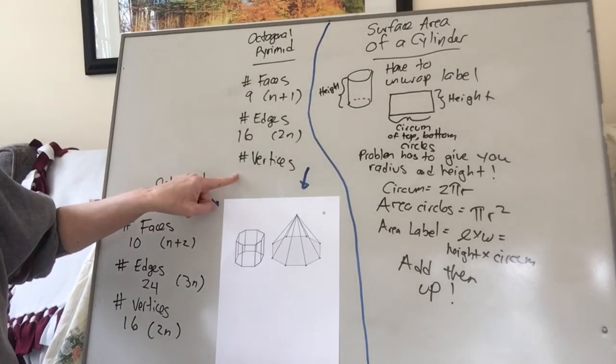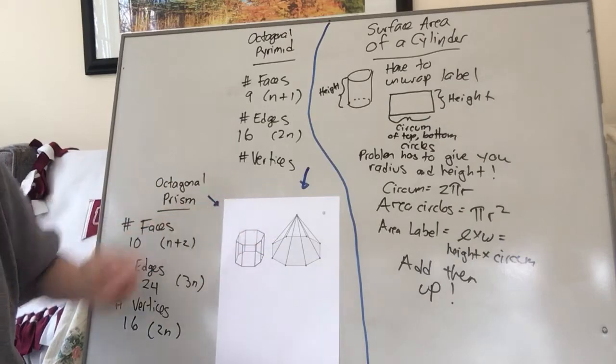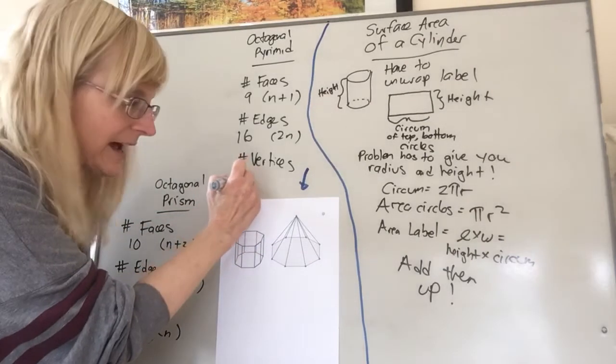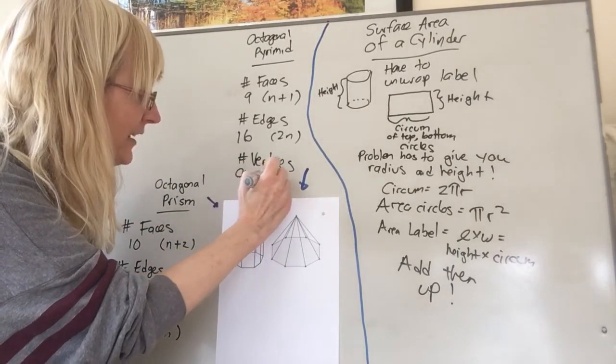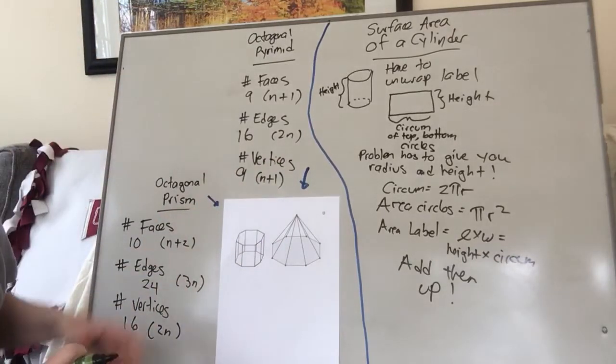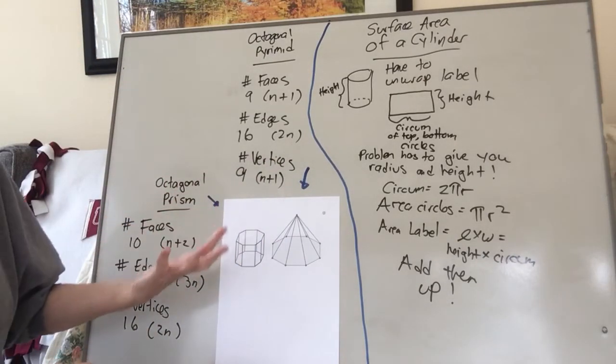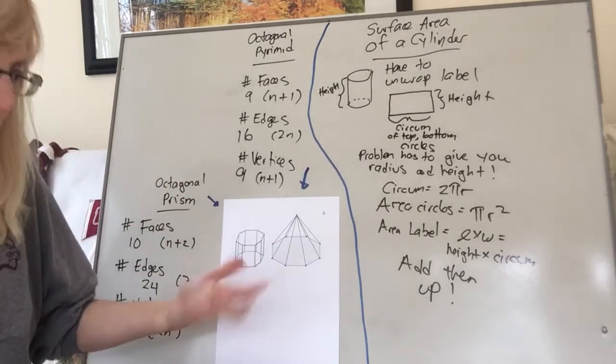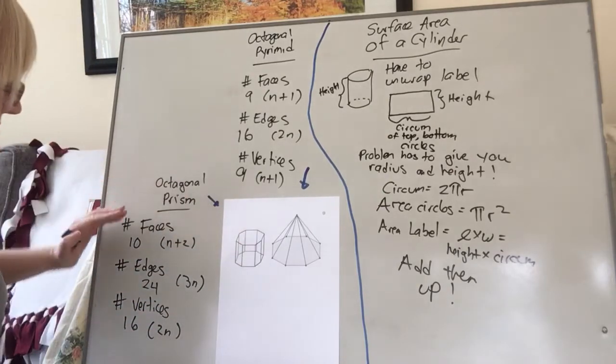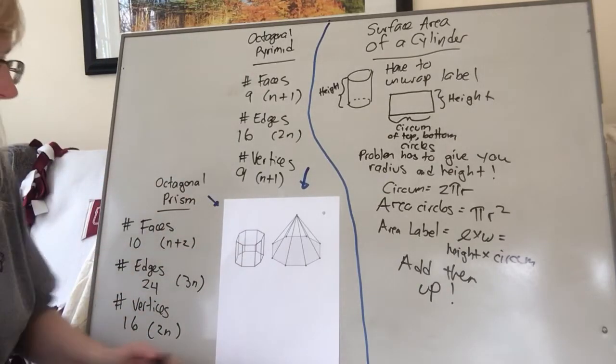And then how many vertices are there? There's 8 along the bottom, and then there's 1 on the top, right? So that's 9. So that follows the formula of n plus 1. Okay, so I'm going to give you a shape similar to this. Maybe not an octagon, something else. And I want you to tell me how many faces, edges, and vertices there are, okay?